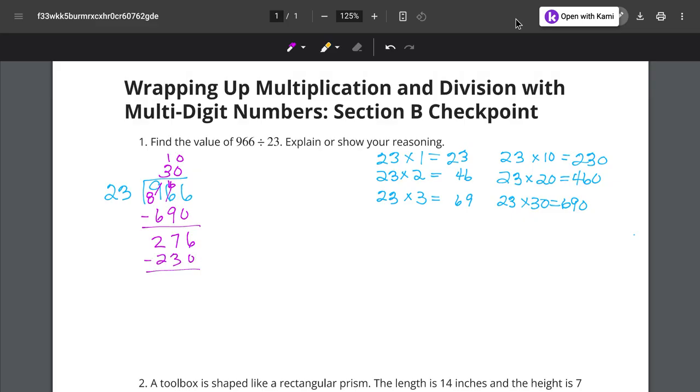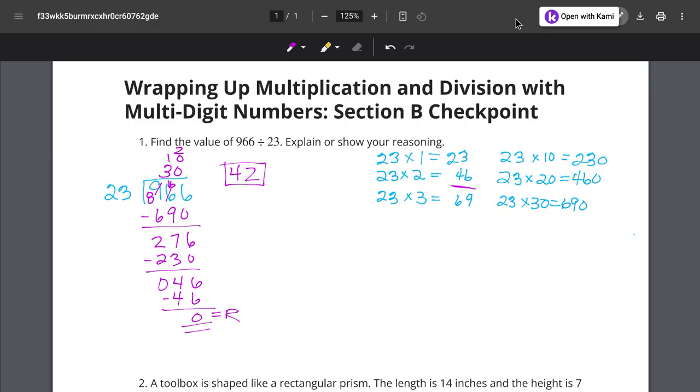When I subtract, I have 6 minus 0 is 6. I have 7 minus 3 is 4, and 2 minus 2 is 0. Now I remember one of those numbers was exactly 46, and here it is right here. The last thing that I'm going to do is I'm going to take 2 groups of 23. 2 times 23 will use up all 46 of what is left, and there's no remainder. So my answer here will be 42.